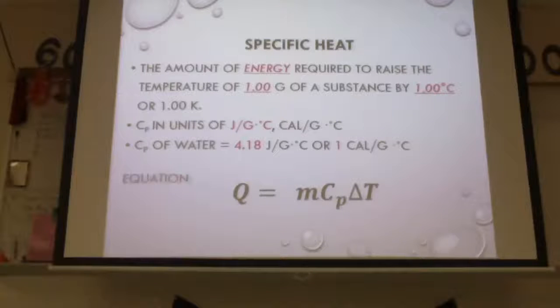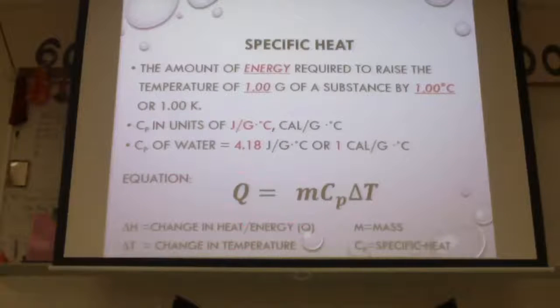So the equation you are going to use: the Q is just the heat energy, so it's in units of joules or calories. Times your mass, not moles, but mass, times the specific heat, times the change in temperature. Remember, delta means change. So here's a good way to remember this one. This formula isn't given to you.